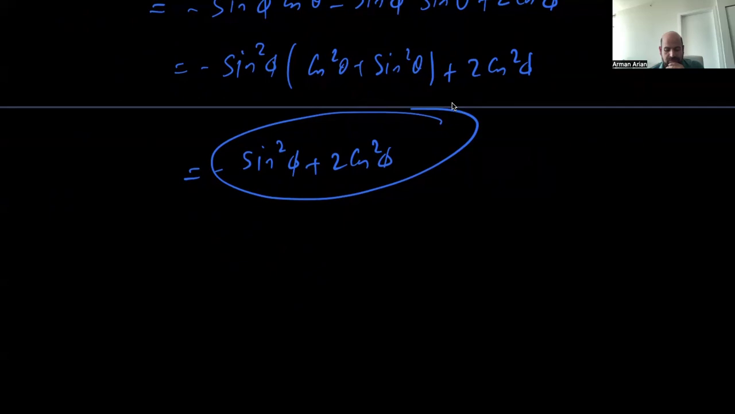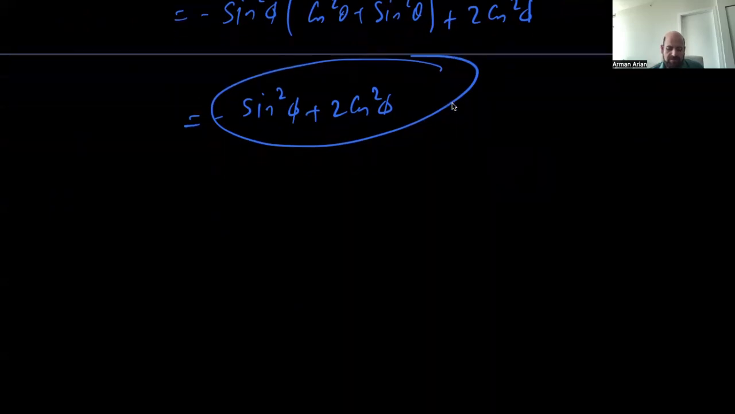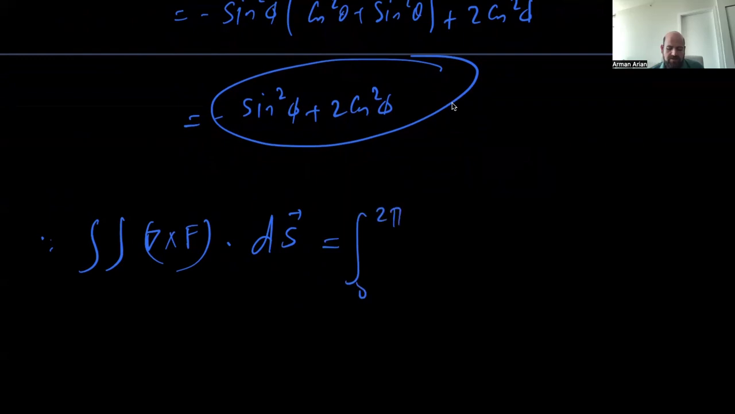And so then we just need to calculate the integral d phi d theta of this. So what was the double integral? Curl of f dot dS. So then this becomes integral 0 to 2 pi. Theta was changing between 0 to 2 pi, phi between 0 to pi half. And then the expression we just saw, it's minus sine squared phi plus 2 cos squared phi d phi.